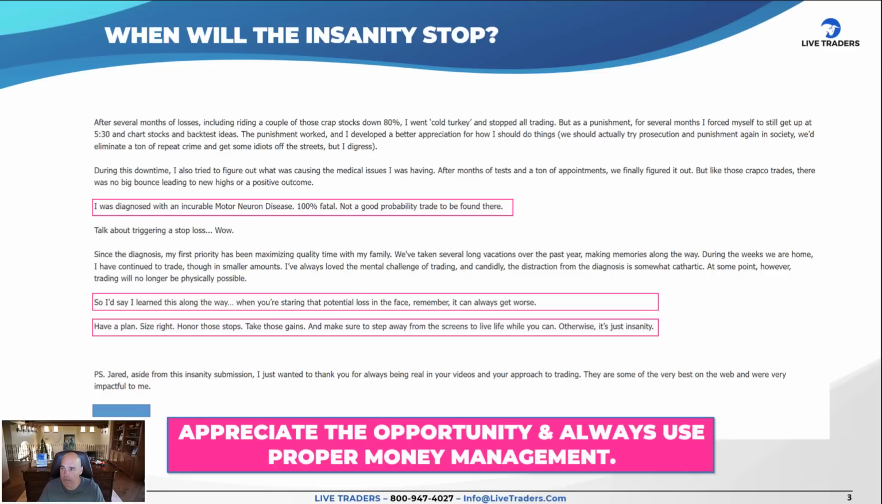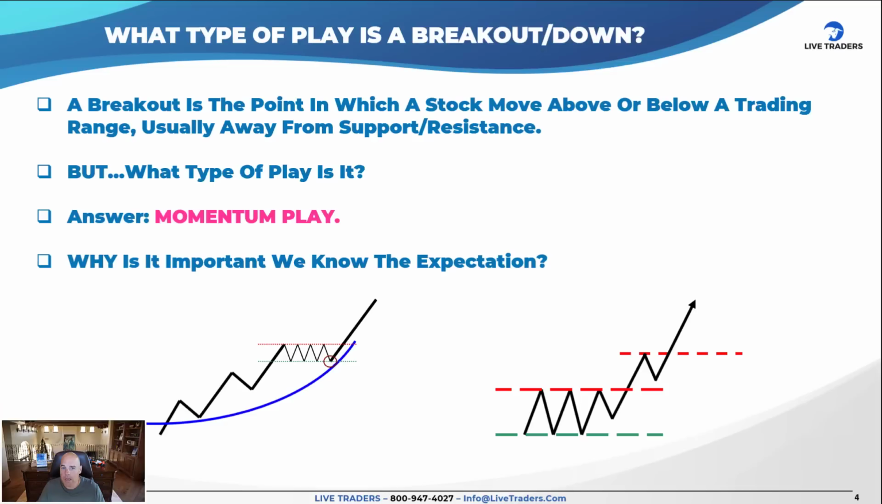So now let's dig in. All right? Let's dig in. What type of play is a breakout? So this is one of the slides, one of the few slides that you have seen before. Okay? The bottom area of this slide you have seen before.